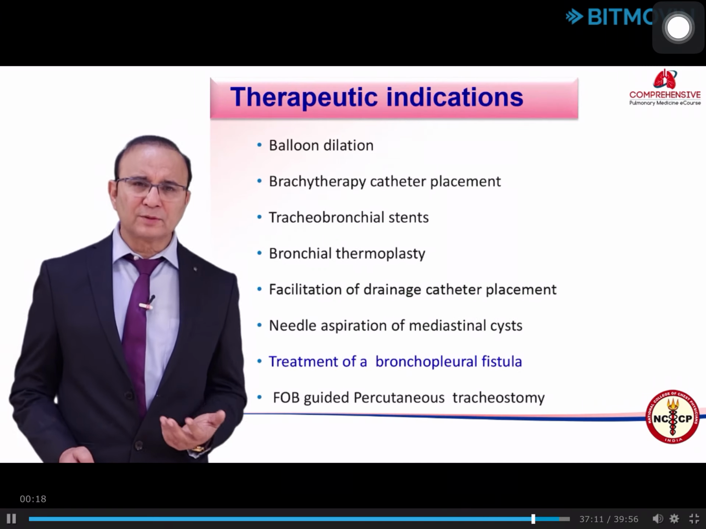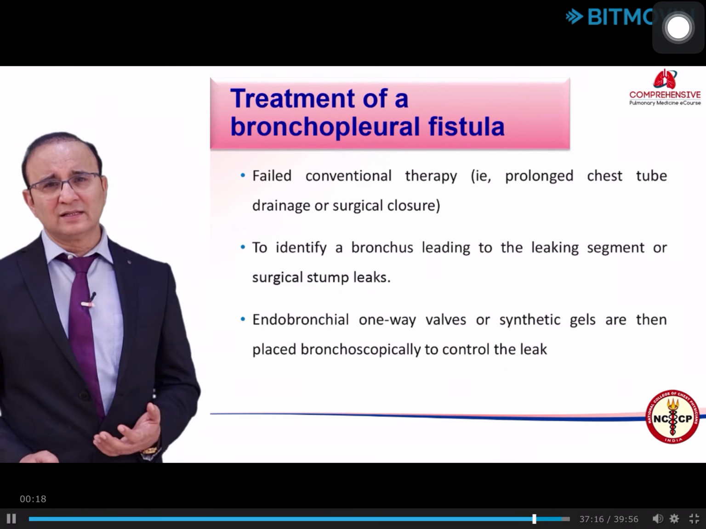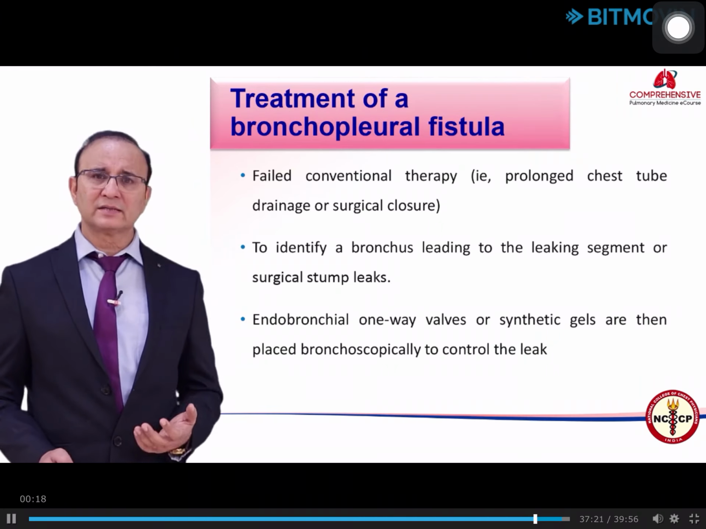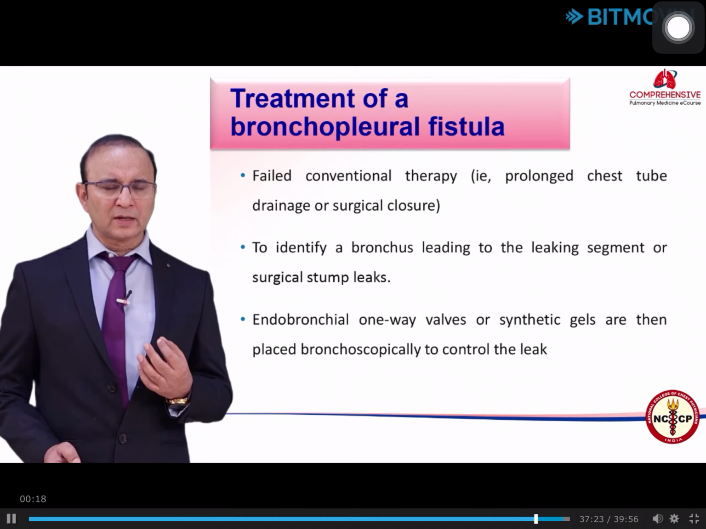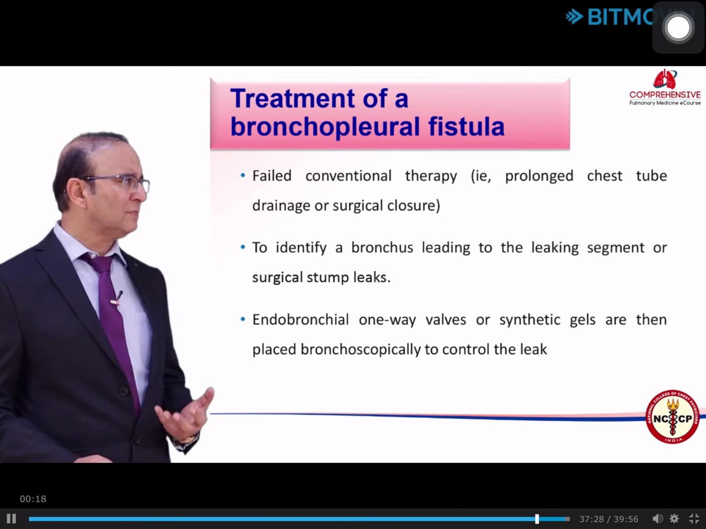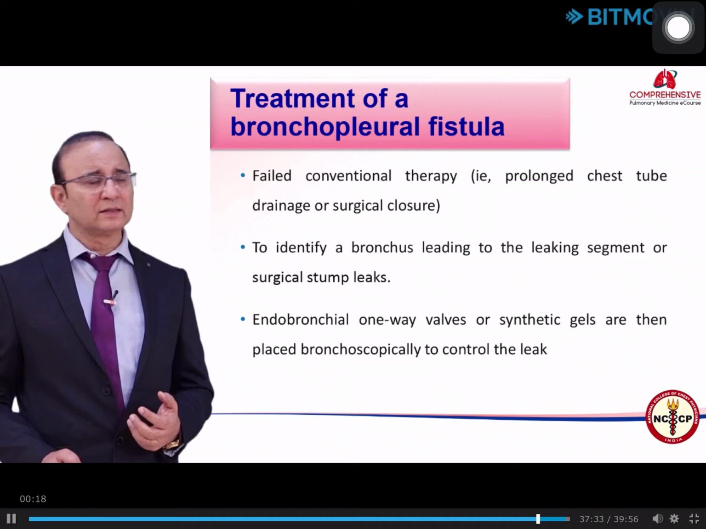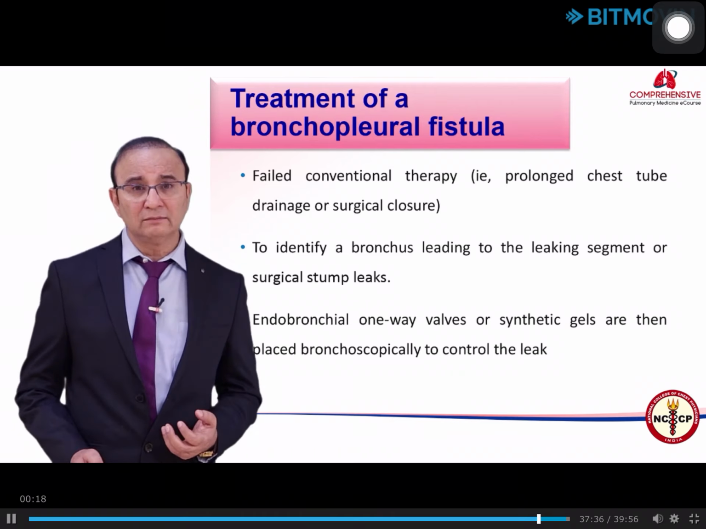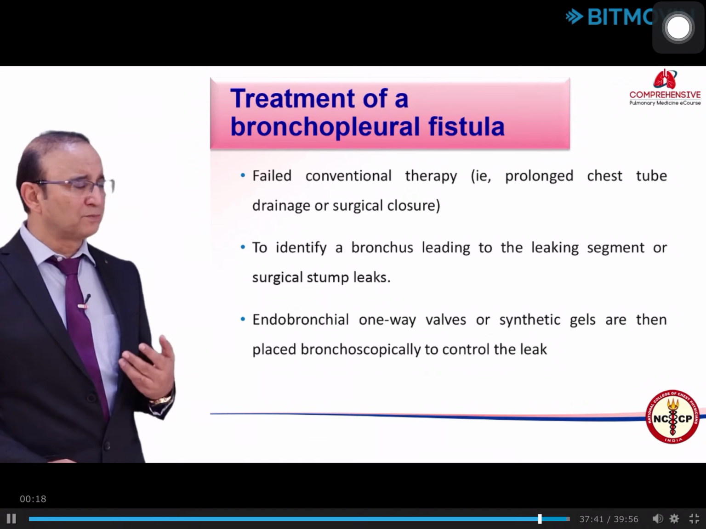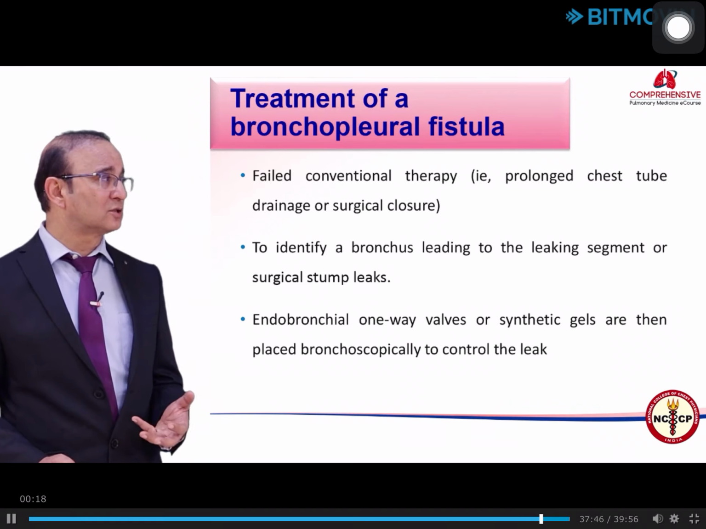And then the treatment of bronchopleural fistula. In a patient, a persistent air leak is a problem. Before subjecting them to surgery, it is advised that you do a bronchoscopy and find out which segment of the airway is leaking. After you find out the segment, you can introduce either a gel, or there are various modalities available like the endobronchial one-way valve. Some people introduce gel, and people have even tried silver nitrate to control the leak.